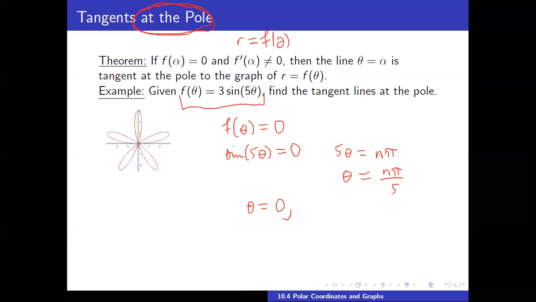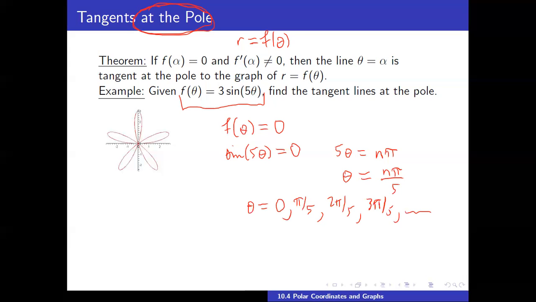Where else? I could take n equal to 1, and so that would give me pi over 5. Where else? 2 pi over 5, okay. 3 pi over 5, etc. I just wanted to kind of point this out. But of course, I would need to make sure that the derivative was not 0 at the same time. Does that make sense? But those would be the tangent lines at the pole here.